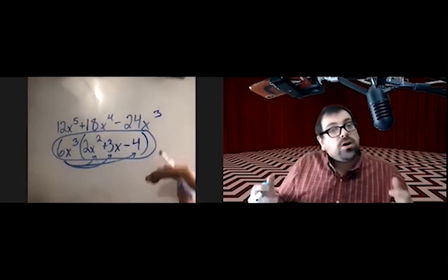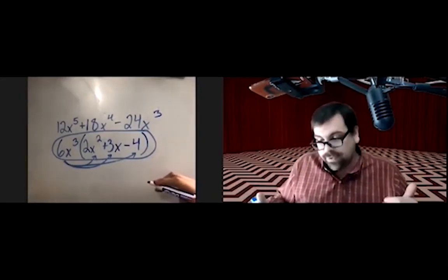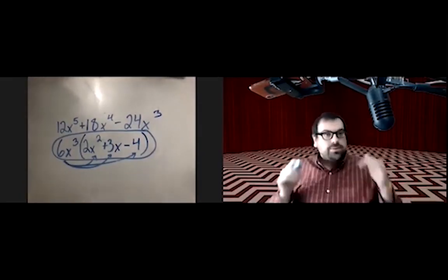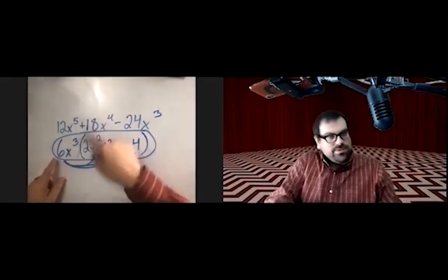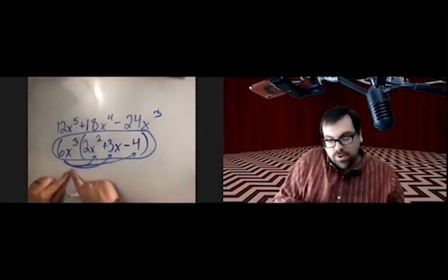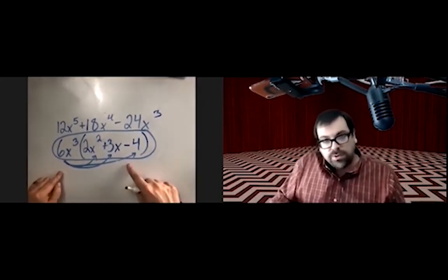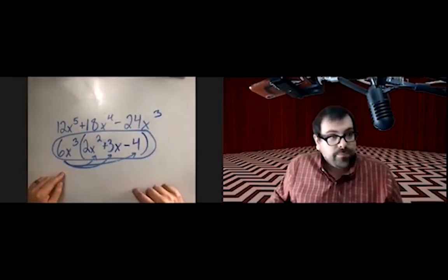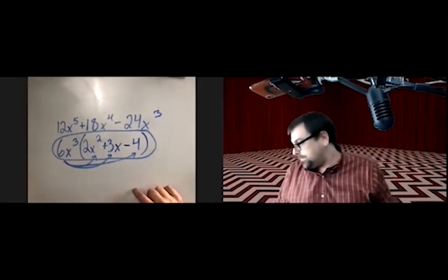We can always check our work when we factor, because factoring is the reverse process of multiplication. That's why it was distributive property in reverse. If we multiply our factored form, we should get what we started with, and we do.